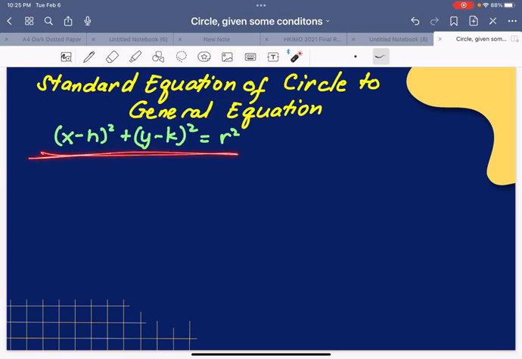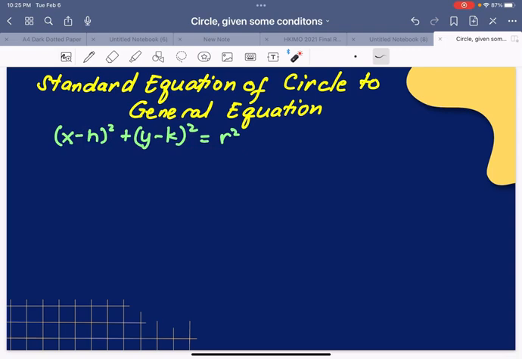So ito ang ating standard equation. X minus h quantity squared plus y minus k quantity squared is equal to r squared. Ito rin ang tinatawag na center radius form kasi madedetermine natin ng madalian ang center at radius natin na (h, k) ang ating center tapos ang radius.